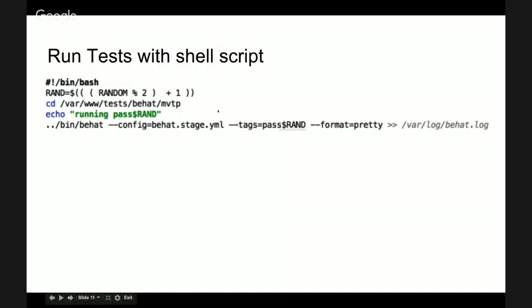And now let's talk about how to actually run those tests. Each worker had this little shell script, and this shell script runs one Behat test. You can see that in the beginning of the script we have a random number, and it is passed in the tags. Before testing the special event scenario, we also had a general ticketing scenario.